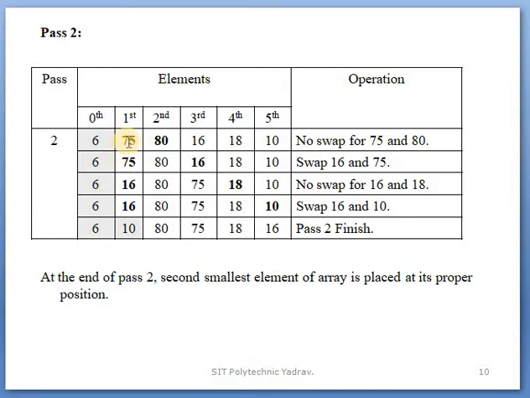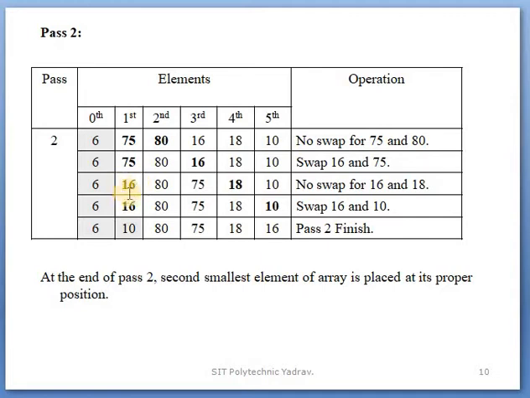Okay, 75 is the first element, and 75 is compared with 80, the next position, the second element. 75 is not greater than 80, so no swap for 75 and 80. After that 75 is compared with 16. 75 is greater than 16, so swap 16 and 75.